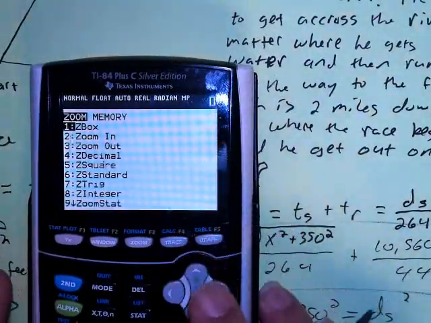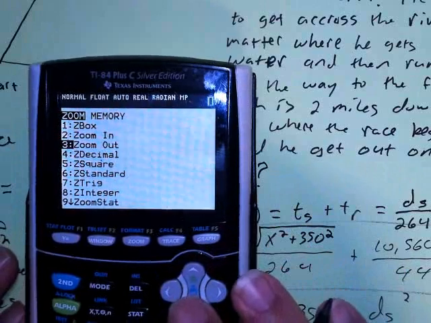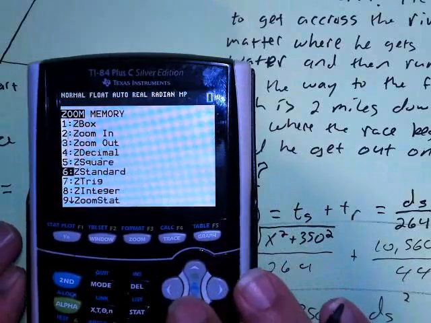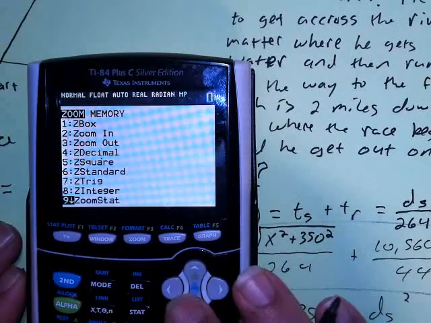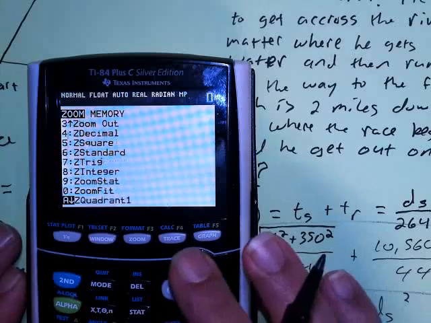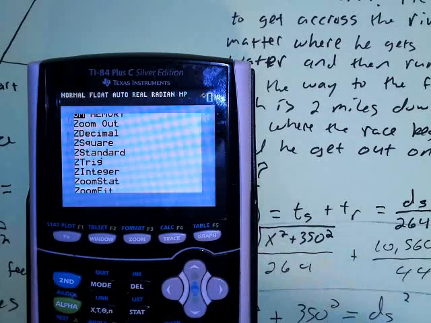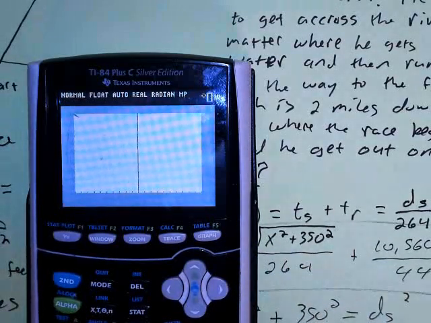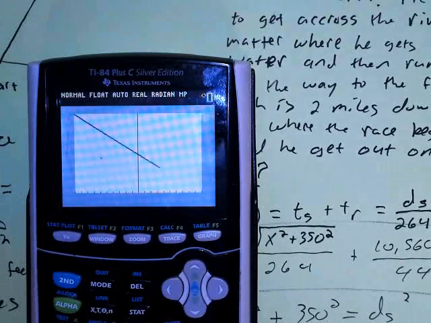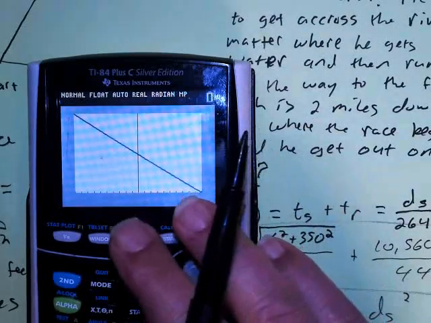But the easy thing to do is they do have something called Z-Fit. Where is it? I hope they have it. They used to have it. Oh, there it is. Zoom Fit. So, and that's that one right there. And I'm going to hit enter, and it's going to pick a window. Now, it doesn't always pick the best window, necessarily. But oftentimes, it can give you a good start. Okay, that's not necessarily the best window.